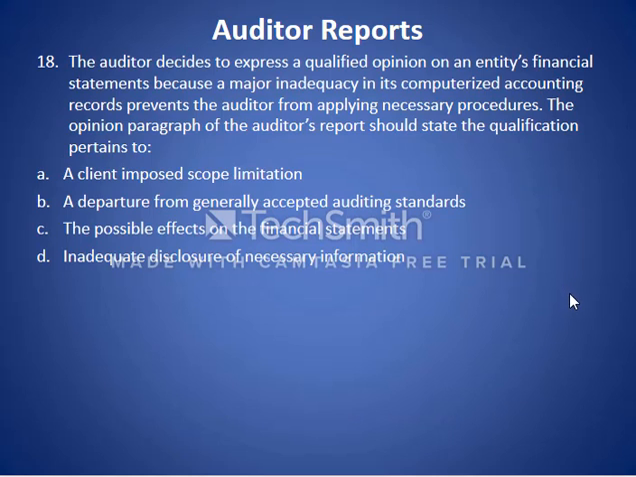Question number 18: the auditor decides to express a qualified opinion on an entity's financial statements because a major inadequacy in its computerized accounting records prevents the auditor from applying the necessary and effective audit procedures. The opinion paragraph of the auditor's report should state the qualification pertains to, and we have these four particular situations. Again, go ahead, review and perform your analysis, stop your video, and when you're ready, restart the video to review the answer.